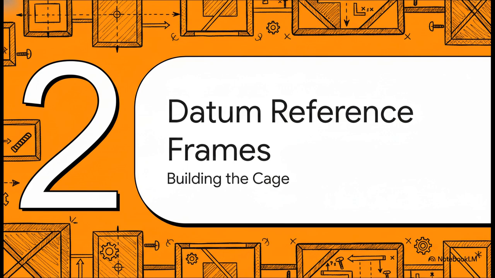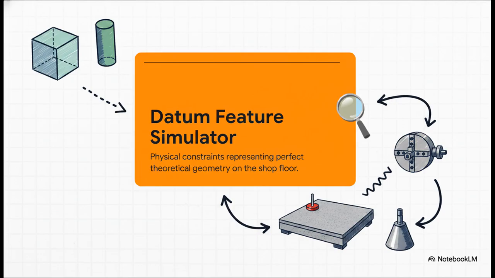Moving right along to Section 2, building datum reference frames. The crucial point here is that to stop that free movement entirely, we have to build a highly stable framework around the part. And we do this by creating what's called a datum reference frame, or DRF.